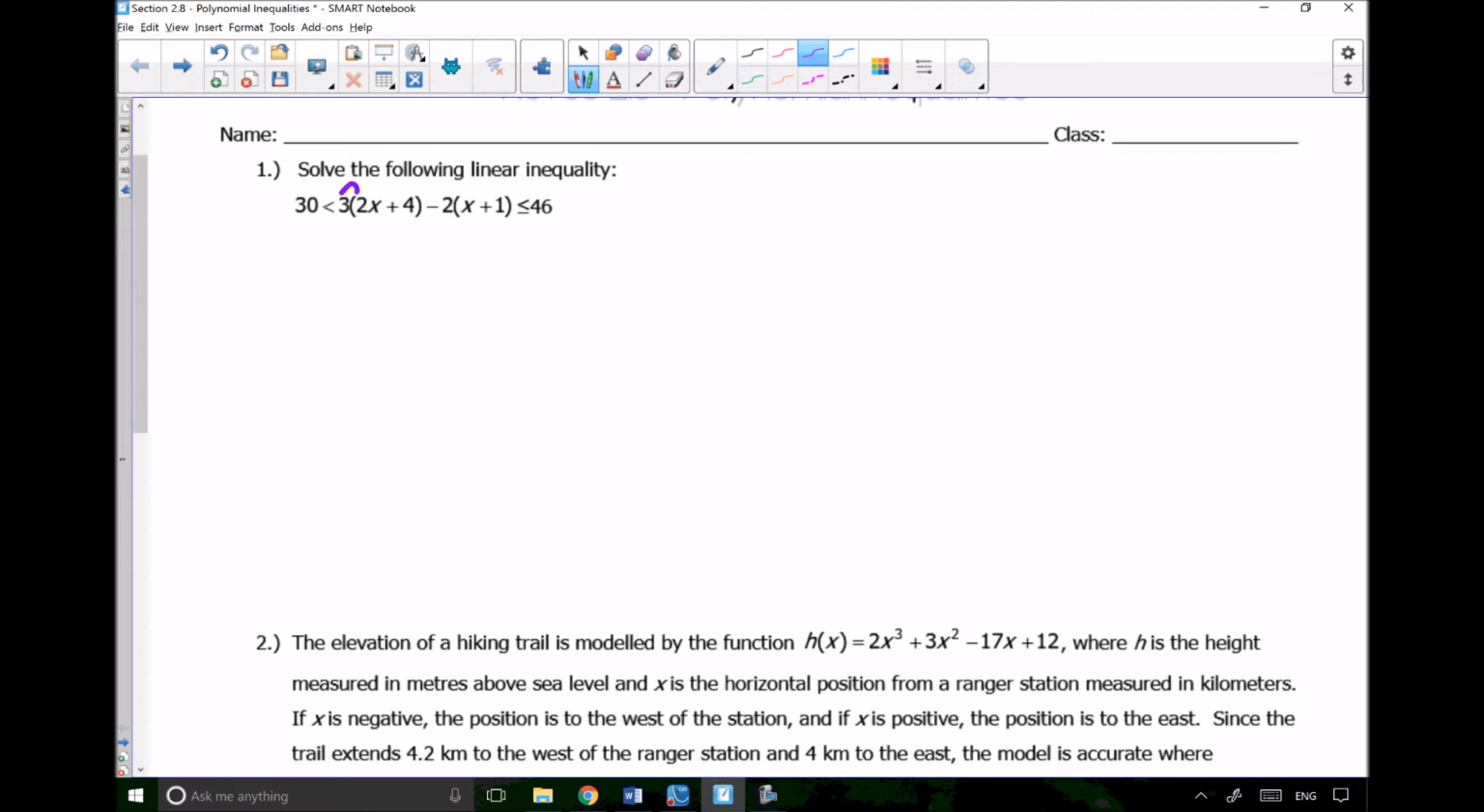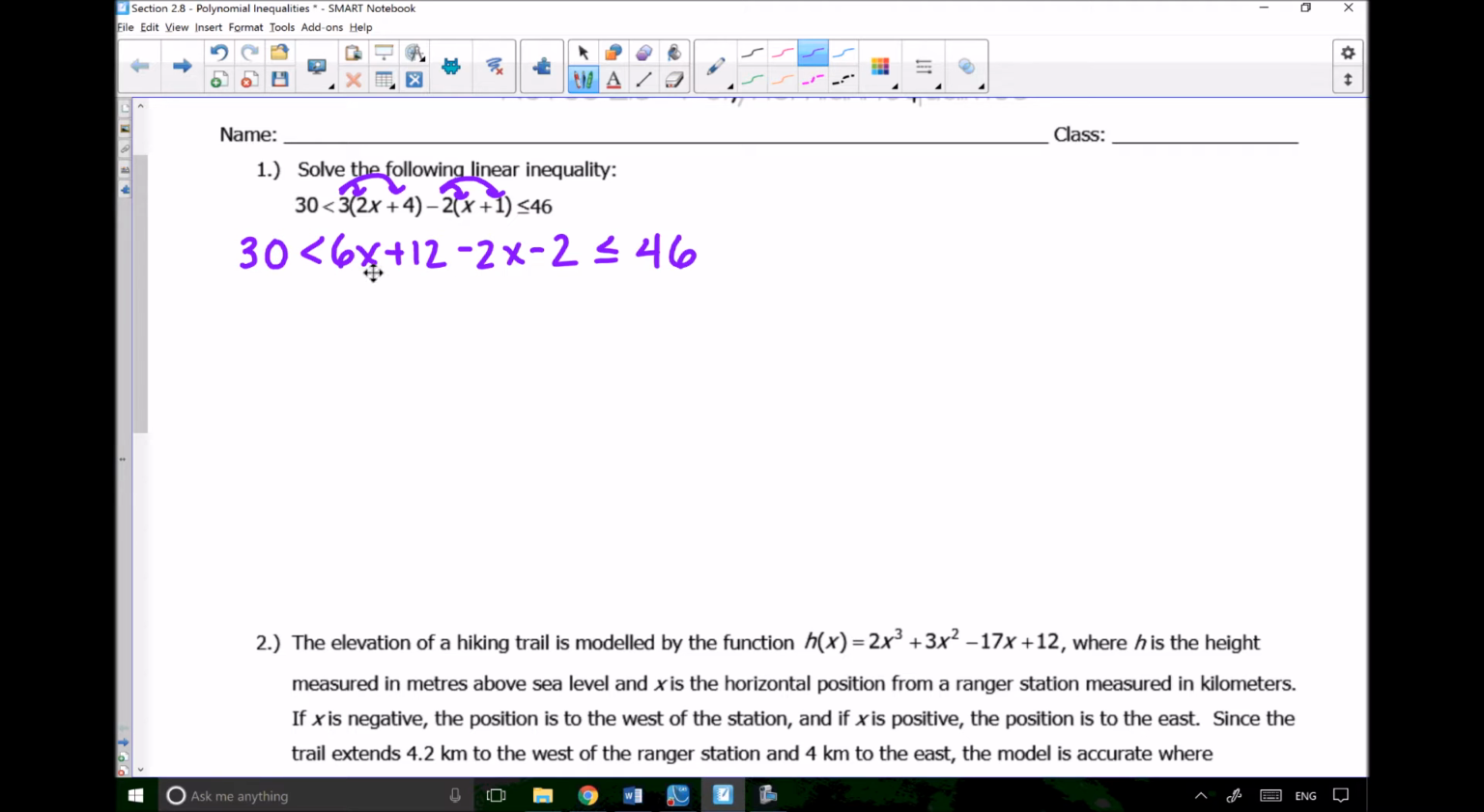If I have this 3 on the outside, I'm just going to distribute it through. By the way, it only works because I have constants on the outside and these are less than signs. Otherwise, this won't always work, just so that you guys know. When I distribute this through, I get 6x plus 12. And then when I distribute this through, I get negative 2x minus 2. And I know that that expression is less than or equal to 46, but it's also greater than 30.